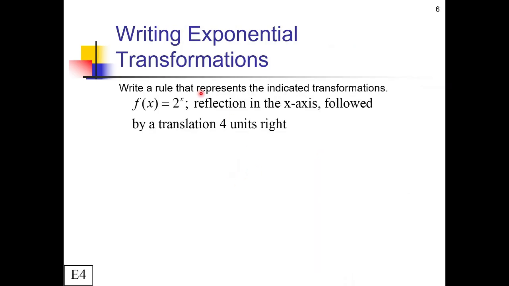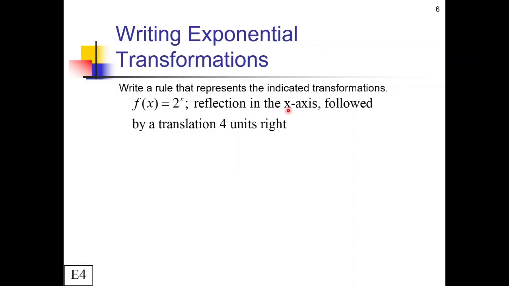For this problem, they want us to write a rule that represents the indicated transformations of f of x equals 2 to the x. So they want us to do a reflection in the x-axis followed by a translation 4 units right. So just like we've been doing on these types of problems, it's a good idea to do each transformation by making a single new function for each of these instead of trying to do it all at once. And again, just keep in mind that horizontal changes, inside changes happen inside the exponent. Outside changes are going to happen outside of this 2 to the x. So pause the video and see if you can write a transformation for this.